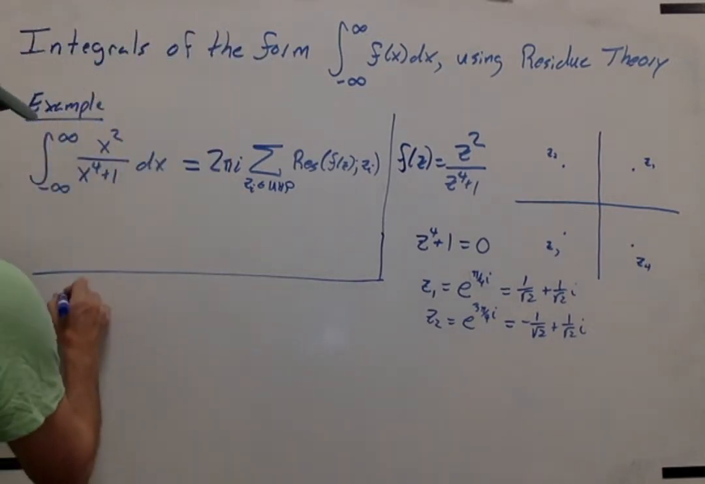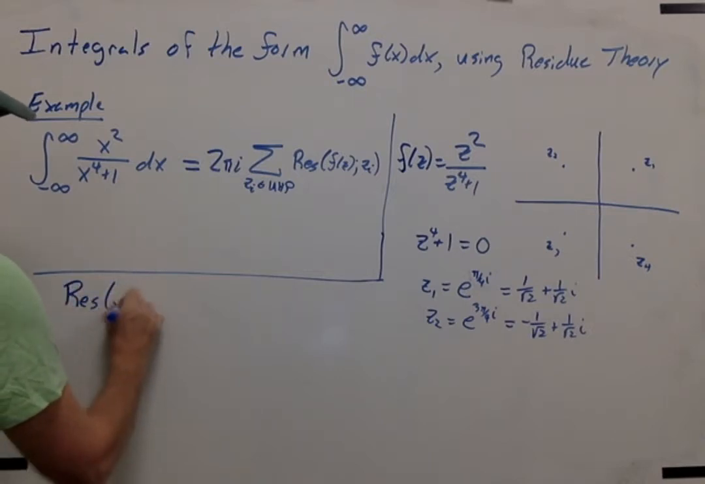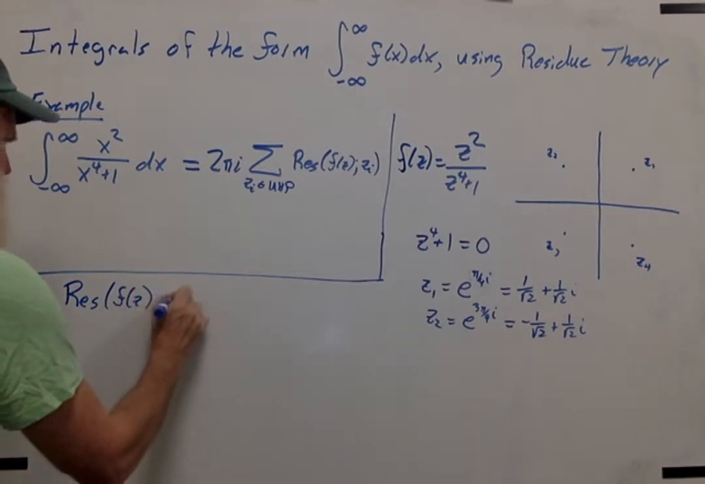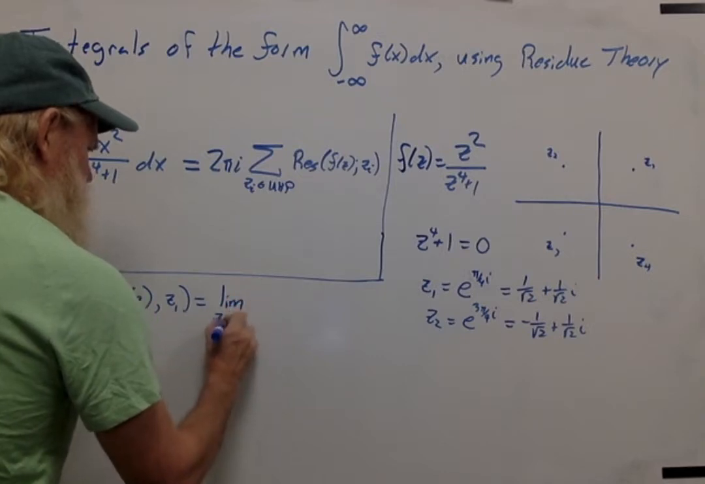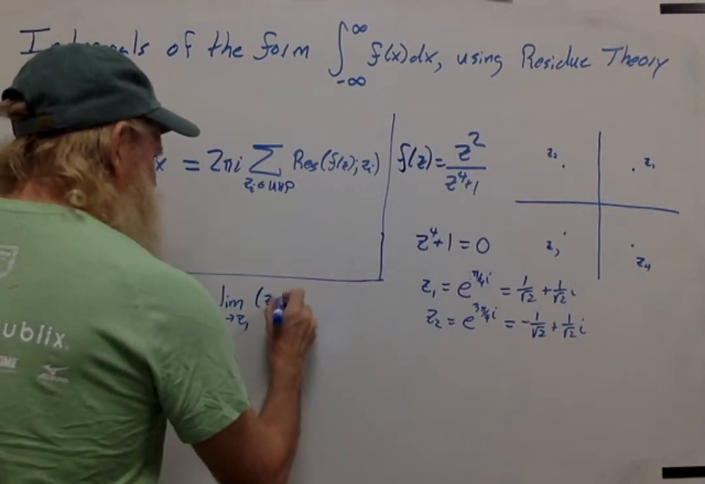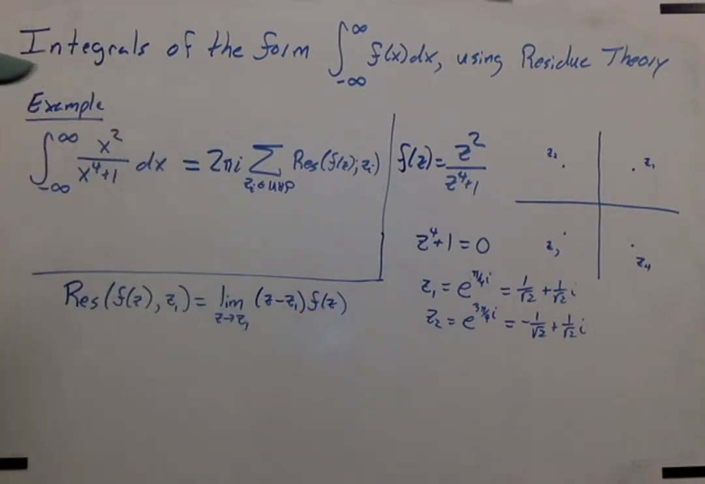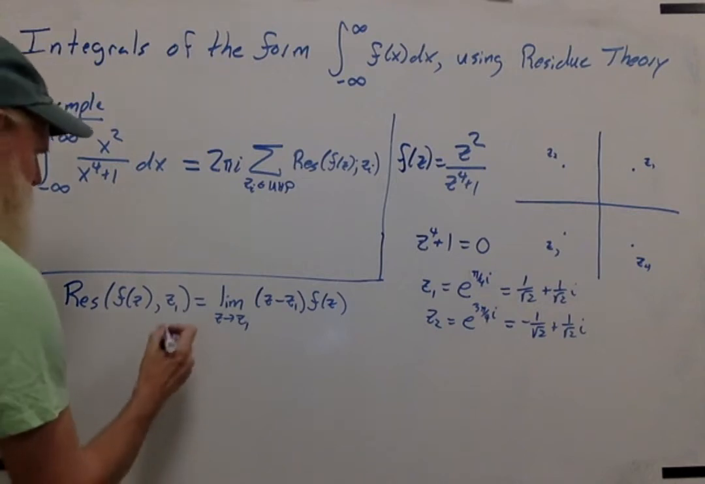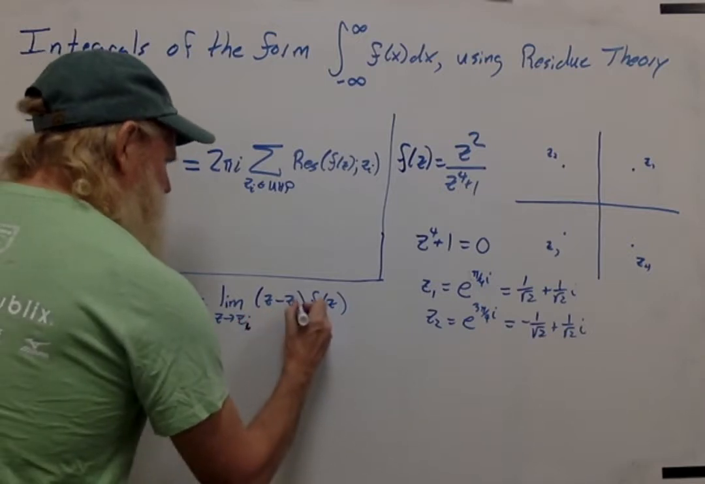Now, since each one of these is a simple pole, we can find the residue of f at z sub 1, for example, by taking the limit as z goes to z sub 1 of z minus z sub 1 times f of z. Remember, that was a shortcut for calculating residues at simple poles. Now I'm going to try to kill 2 birds with 1 stone by just doing this for z sub i, where i could be either 1 or 2.